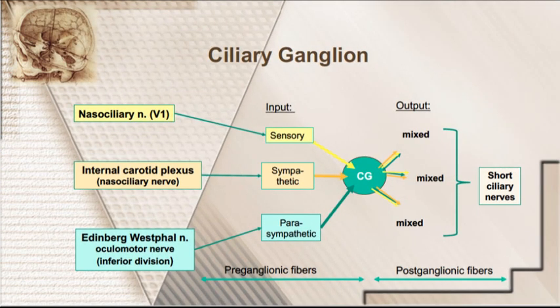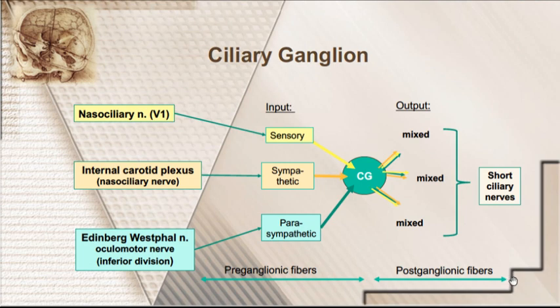The ciliary ganglion, as well as any other cranial parasympathetic ganglia, receives three types of fibers: sensory fibers, GSA, via the sensory ganglionic branch of the nasociliary nerve, sympathetic fibers from the carotid plexus, and parasympathetic fibers from the Edinger-Westphal nucleus via the inferior division of the oculomotor nerve. Only parasympathetic fibers relay on the ganglionic cells. Others traverse the ganglion without synapsing.